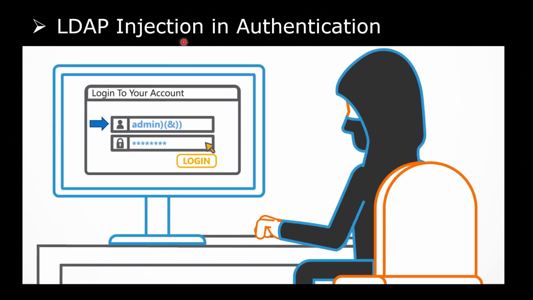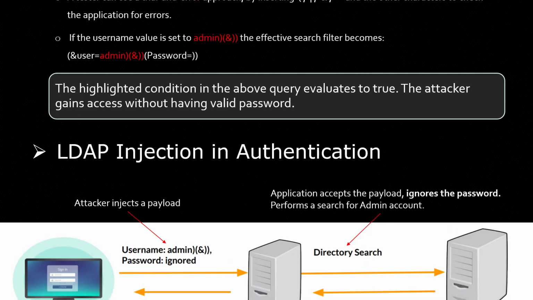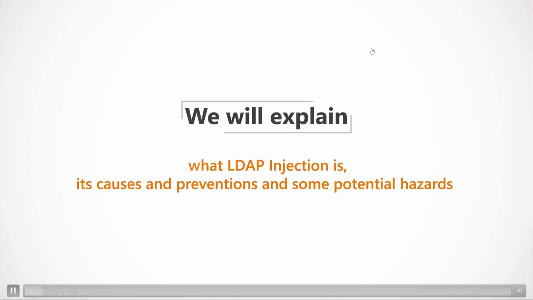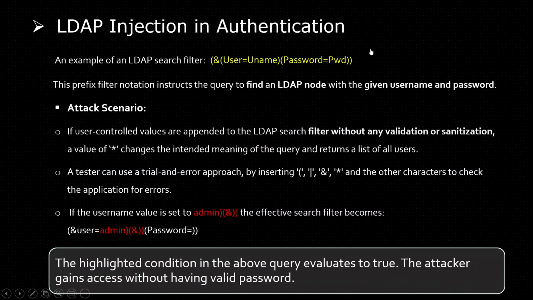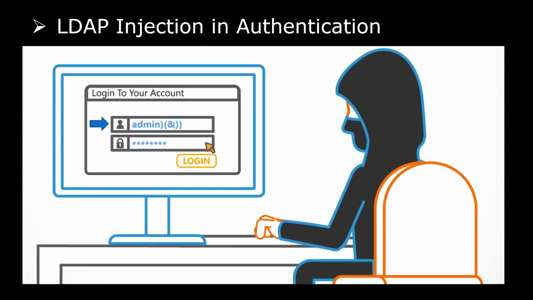Now when you want to perform LDAP injection in authentication, there are multiple things we can do. An attacker can do multiple things via LDAP injection. You can do two things. First, you can do information disclosure via LDAP injection, and then you can do authentication bypass via LDAP injection. We'll have a look at the second example, which is authentication bypass via LDAP injection.